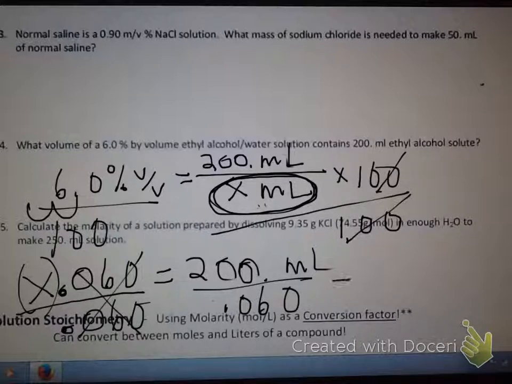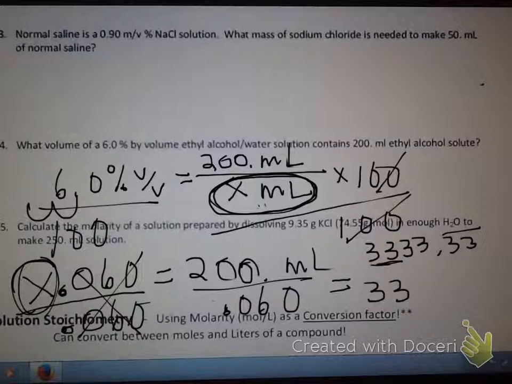Those will cancel. I've got 200 divided by 0.060. x is going to equal, what is it going to equal here? I get on my calculator 3,333.33333333 milliliters. All right? Remember, we're going to go with significant figures here, two significant figures. So 3333.33 repeating, two significant figures is going to be not 3,000, not 333, but 3,300 milliliters.